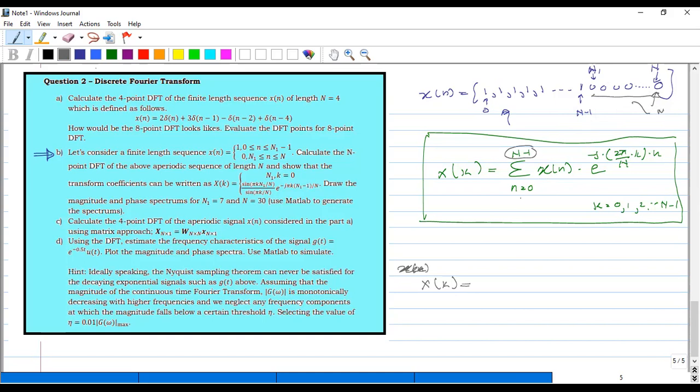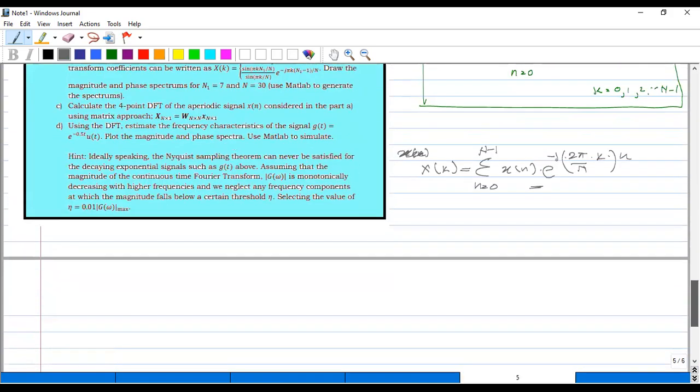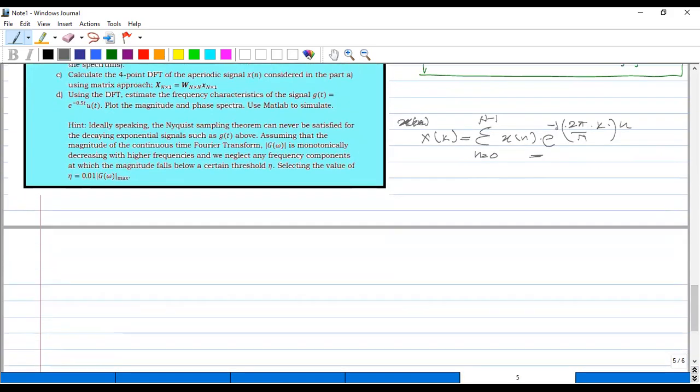So you can consider up to N minus 1, no issue. We will consider up to N minus 1, so we will have the sum from n equal to 0 to N minus 1 of x[n] e to the power minus j 2π by N k n. We will try to expand this. I think to move forward, we have to expand this.